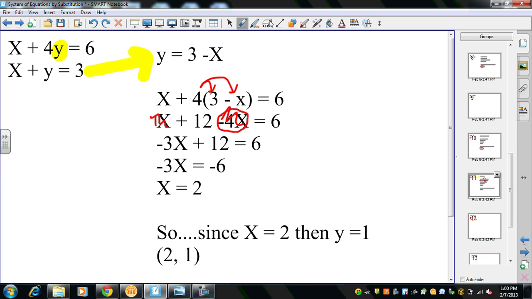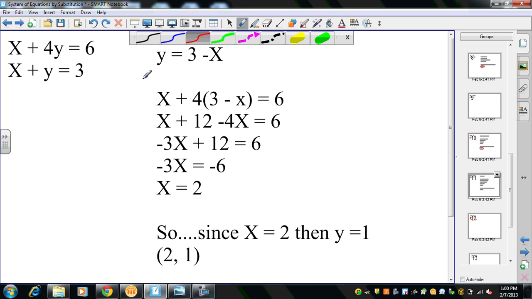So since x is equal to 2, I can go back and plug it in. And again, it doesn't really matter which one you plug it into, but I'm just going to plug it into this one. X is equal to 2. So 2 plus 1, that means y has to be 1 because the two of them together equal 3. So the solution is (2, 1). X is 2, y is 1.